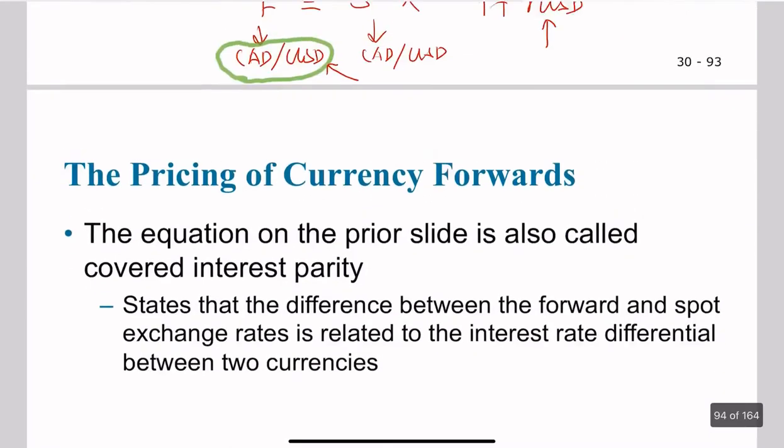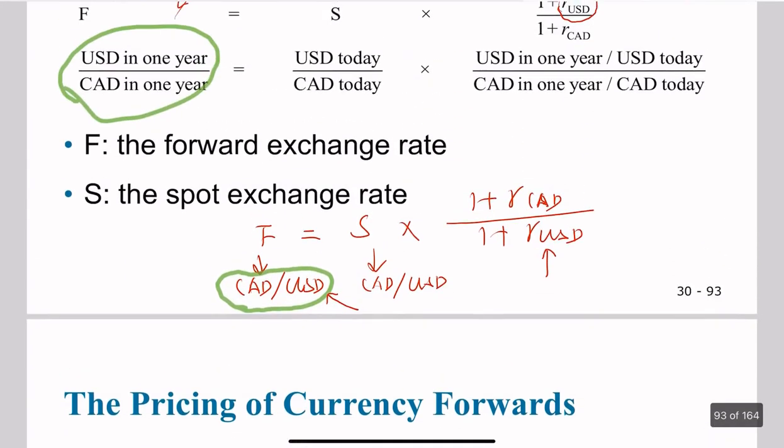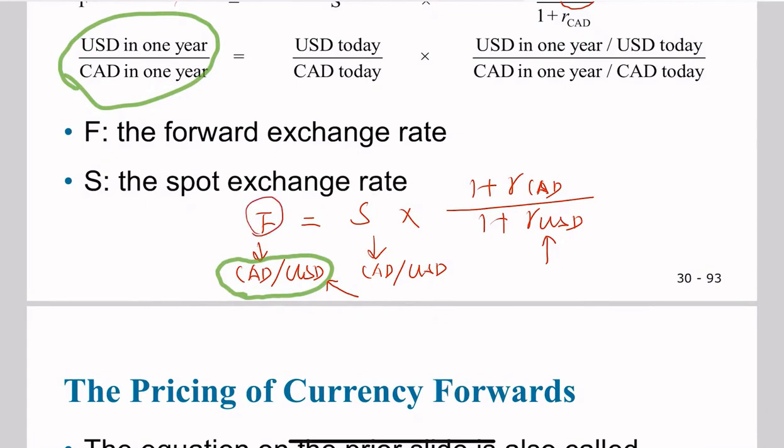And this formula is also called covered interest parity. This name is not super important. What I'm trying to say here is it's called covered interest parity because you can see that the forward rate and the spot rate are related by the interest rate differentials, right? That is the difference in Canada's interest rate and the US interest rate will be important in determining the forward exchange rate.